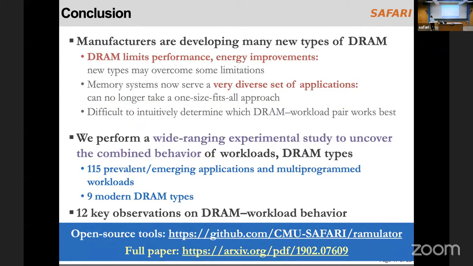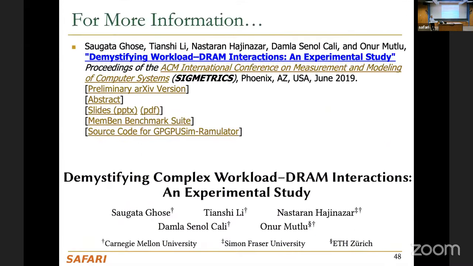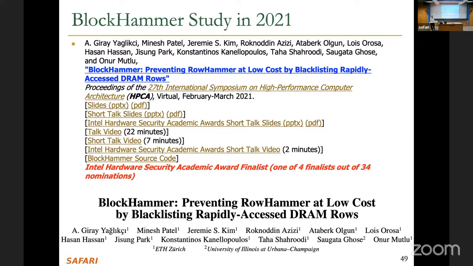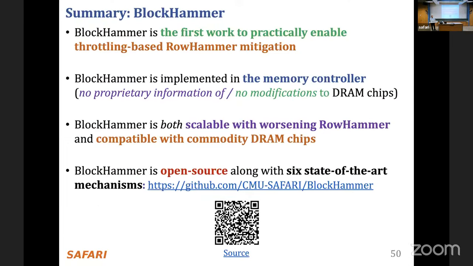If you are interested in this work, you can see the source code on this page, for Ramulator, and this is also the paper that you can read. We also use Ramulator for many other studies, like BlockHammer, which I guess you all know about. It's a RowHammer defense mechanism that Giray proposed. We implemented BlockHammer in Ramulator, and this is the source code of that.